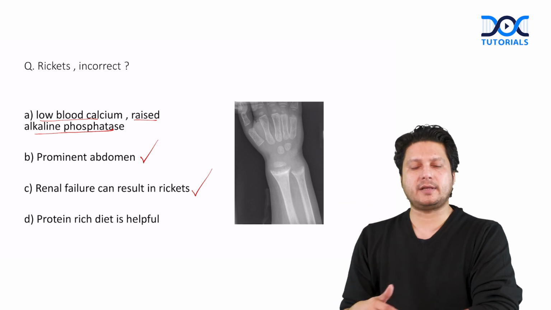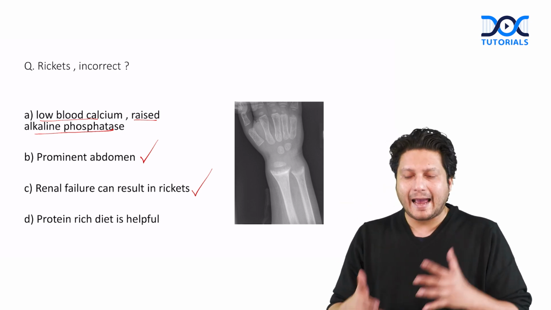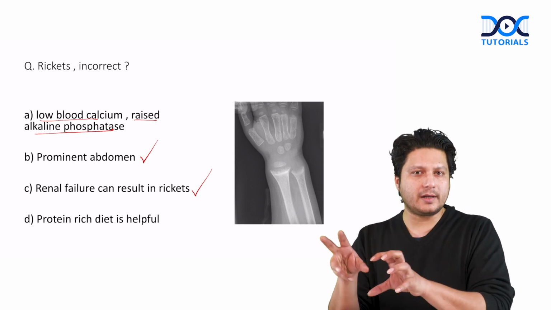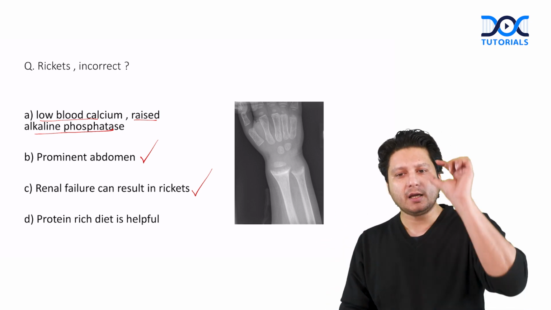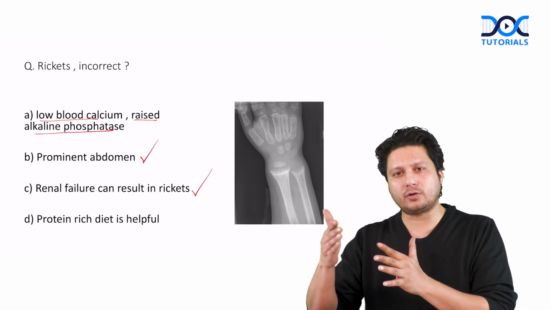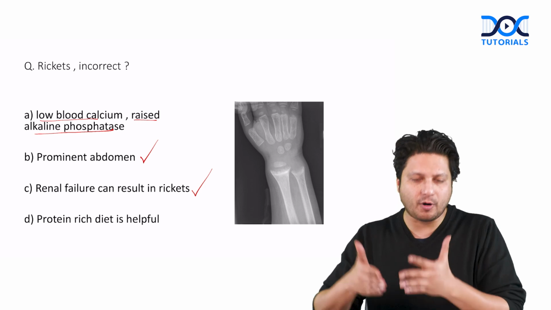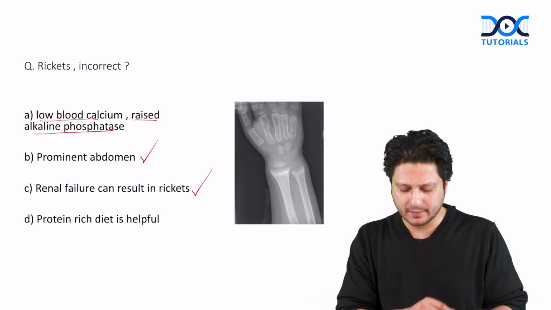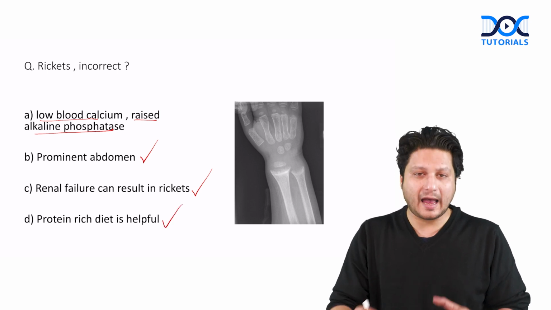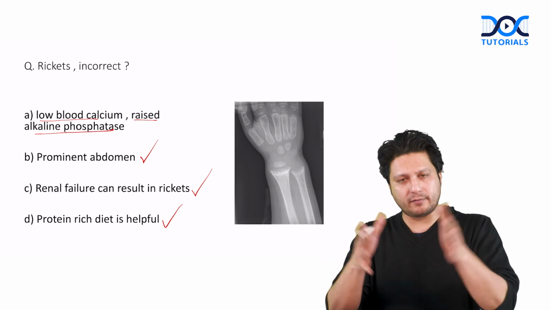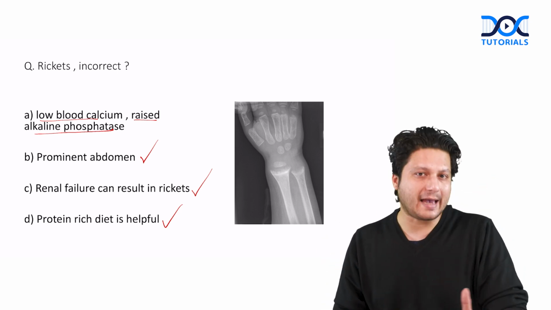Point number 2 is that in case of renal failure, alpha-1 hydroxylase is going to be deficient, and you know the alpha-1 hydroxylase enzyme is responsible for converting 25-hydroxycholecalciferol into 1,25-dihydroxycholecalciferol, which is the active form of the vitamin D. So this is how renal failure can result in rickets. Protein-rich diet is absolutely helpful because proteins are responsible for making up the collagen over which the minerals are going to be assimilated.